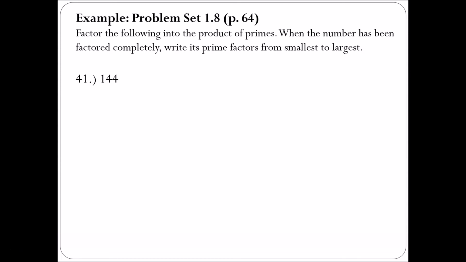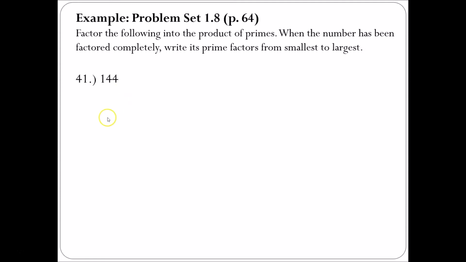Now let's try to factor 144. Okay, but the instruction given to us is to factor this number into the product of primes. And when the number has been factored completely, we write its prime factors from smallest to largest. And maybe let's write also in prime factorization form.